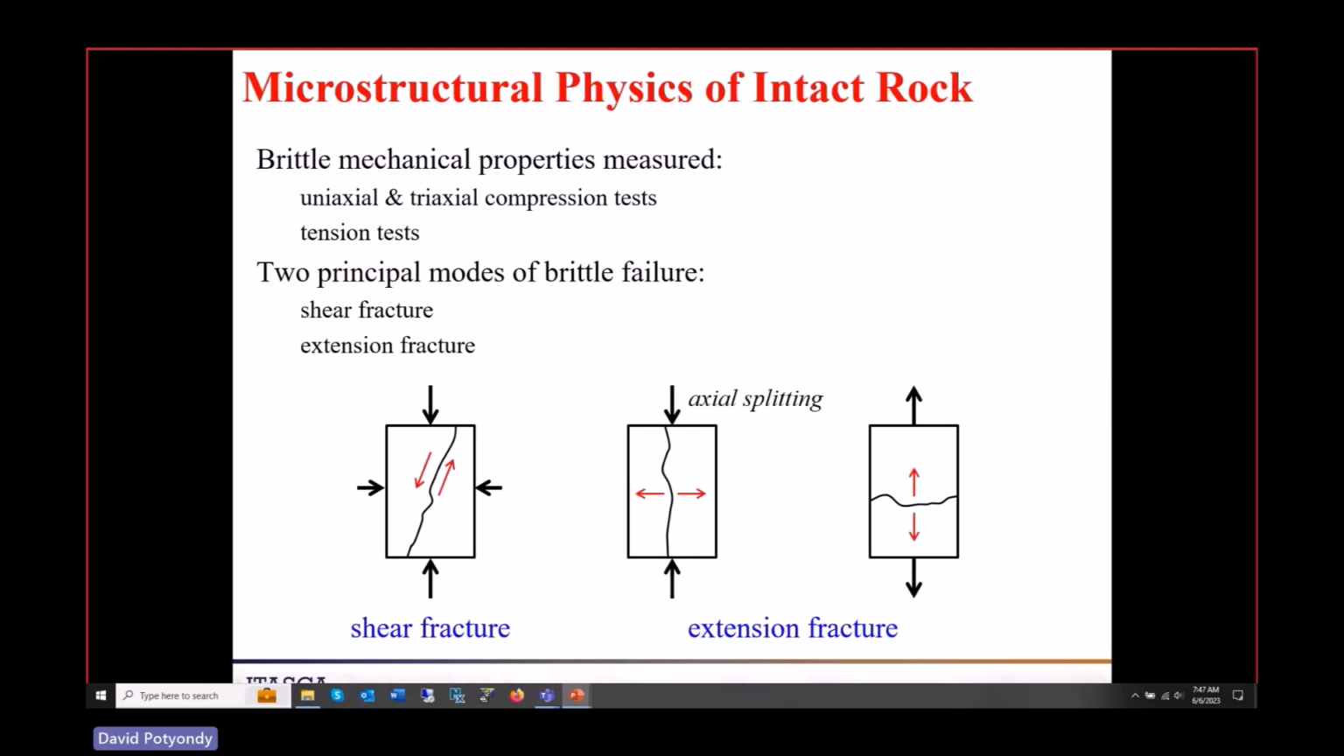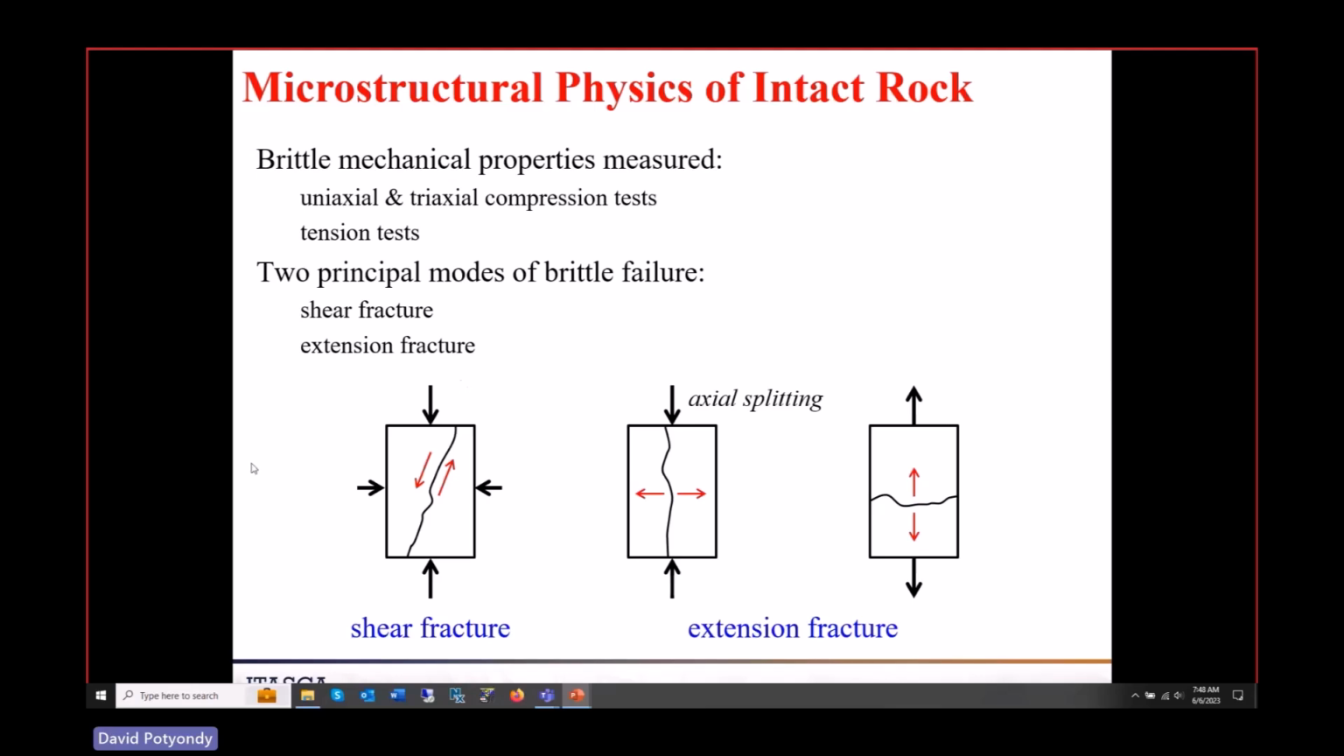Okay, let's talk a little bit about how intact rock behaves. So again, we're talking about brittle mechanical properties, right? Things that we see in the laboratory, that we see at stresses corresponding to near the surface of the earth. So we say, we got this rock, and the question is, what are its mechanical properties? So we're going to do these compression tests on it and measure some properties from those. We're going to do tension tests on it. We're going to measure some properties from those.